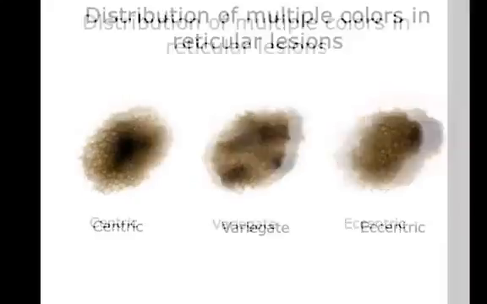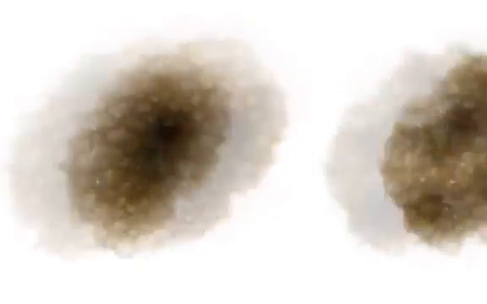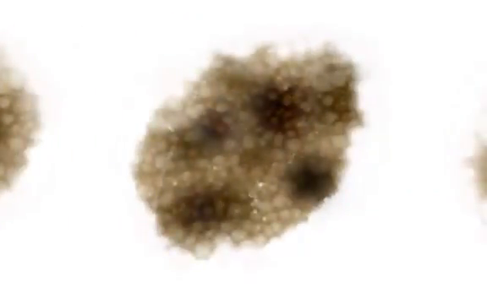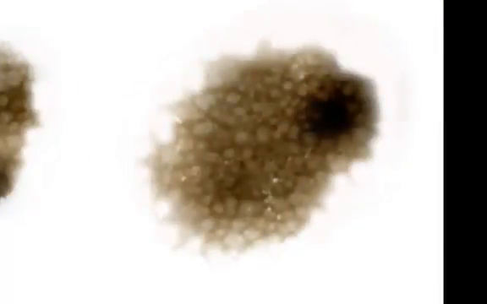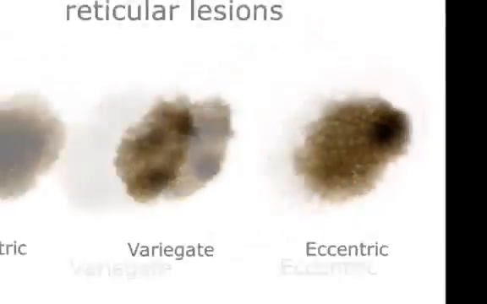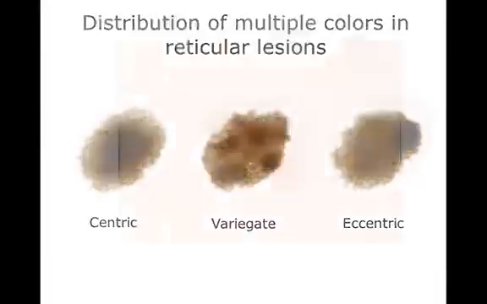Of course, there can also be combinations of colors, and again, we differentiate between symmetric arrangement of two colors or asymmetric arrangement. On the left side, you see a symmetric arrangement of two colors, central hyperpigmentation. In the middle, you see a chaotic arrangement of colors. We call this arrangement variegate or speckled. On the right side, another chaotic arrangement of colors, eccentric hyperpigmentation.